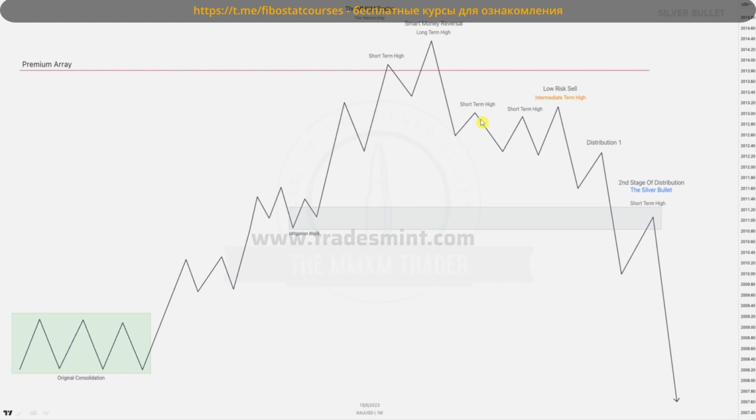Now we need to wait for that intermediate term high to be formed. We wait for a raid on liquidity of those short-term highs, which happens over here, right? So now we wait for a short-term high to get created to the right side of it. So we have one on the left side and one on the right side, creating this intermediate term high, and then distribution phase 1 happens, and then breaking down lower, and here is where the silver bullet forms, right?